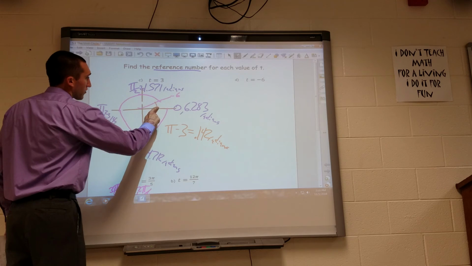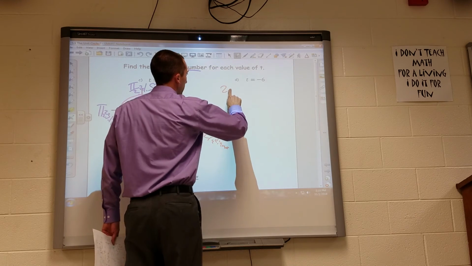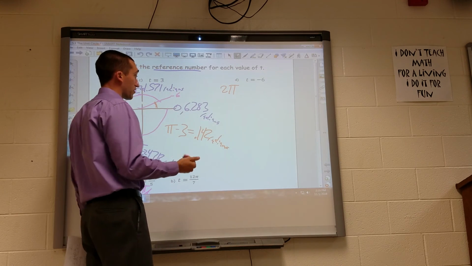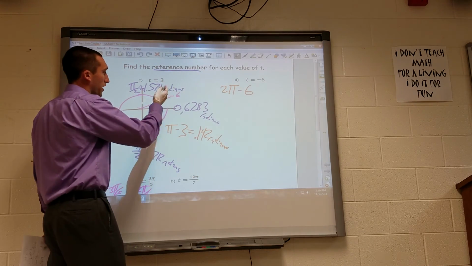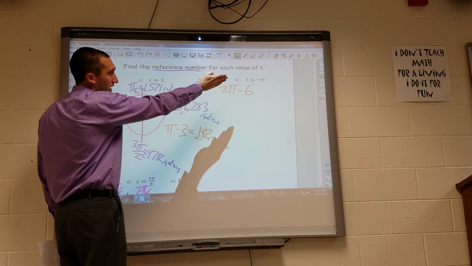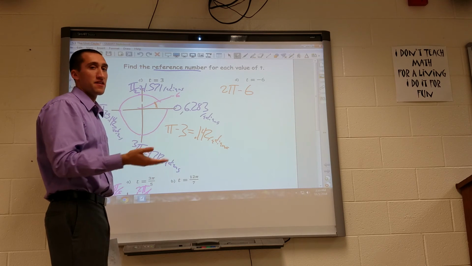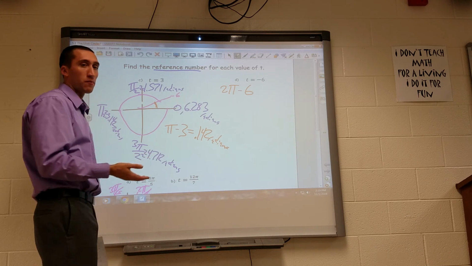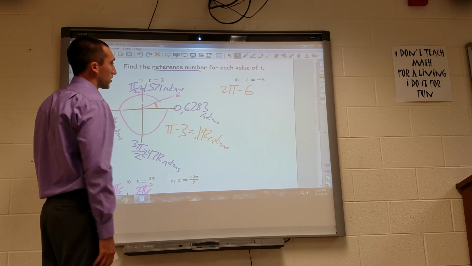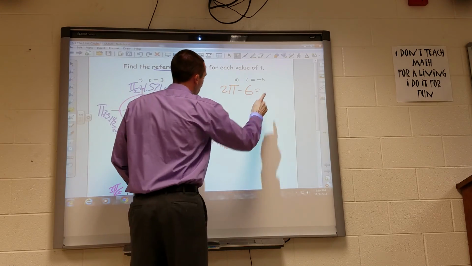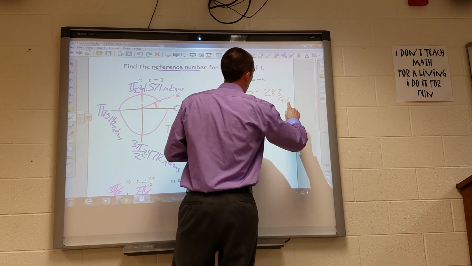And what we need to find is how far away we are from the x-axis again. So to do that, I'm going to take my 2 pi. I'm going to type 2 pi into my calculator because I don't want to worry about rounding, and I'm going to subtract 6 because I know it's 6 radians. I know that this really was a -6 angle, but my reference numbers are always positive. I'll never have a negative reference number because the reference number is just how far away from the x-axis I am. So it can't be a negative value because it is a positive distance. So when I do 2 pi minus 6, I get a value of 0.283 radians.